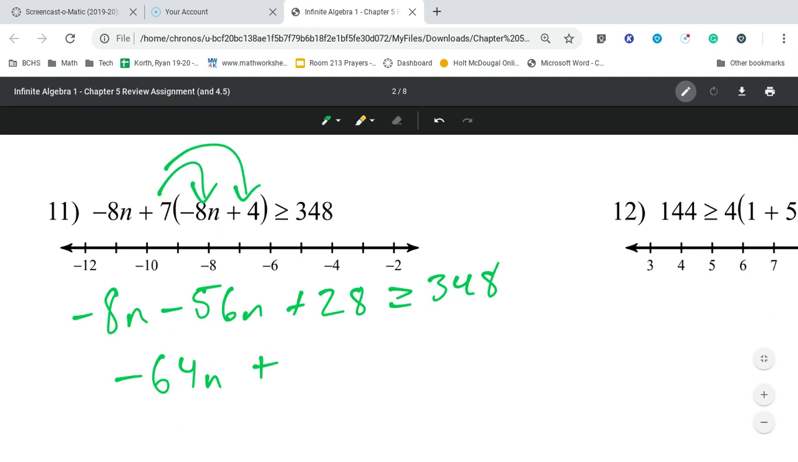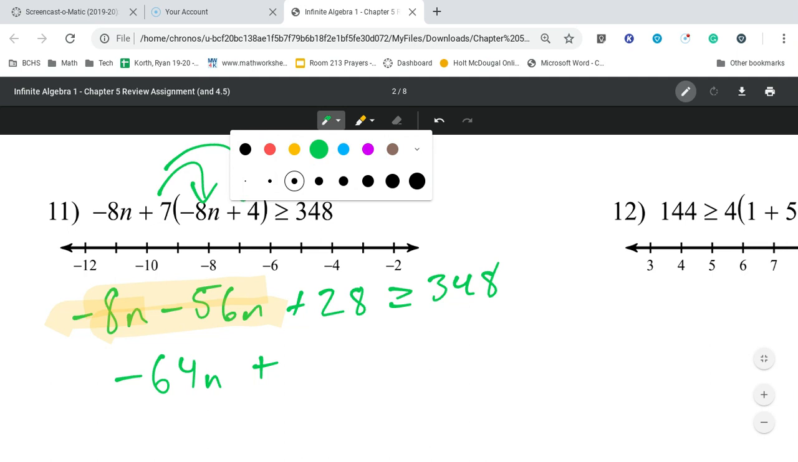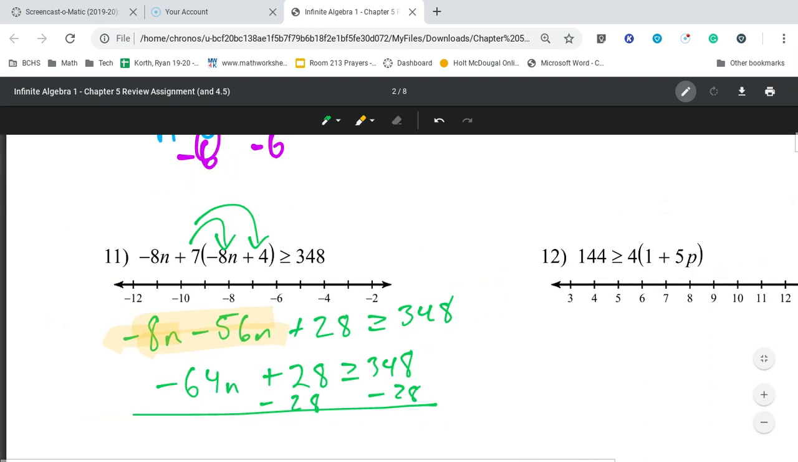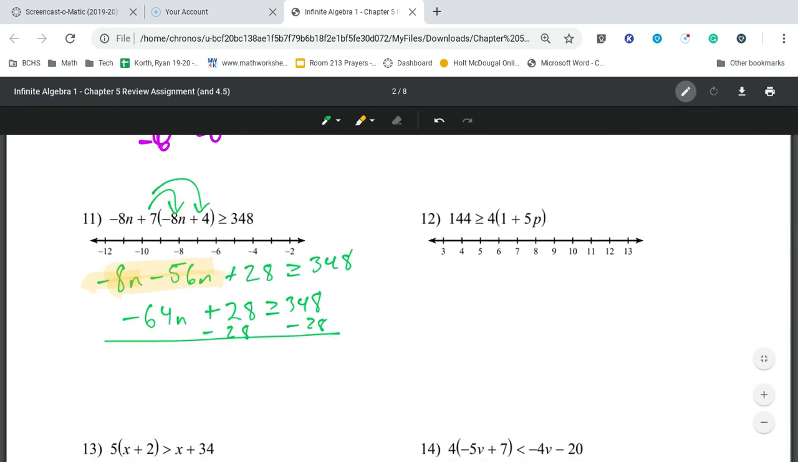Okay, so we're combining like terms here. Those are like terms, so we're going to combine them. Plus 28 greater than or equal to 348. I'm trying to get n by itself. Again, multiplication and division has to be the last step that you do. So we're going to subtract 28 first. A little bit more room here. Negative 64n greater than or equal to 320. Divide by negative 64.